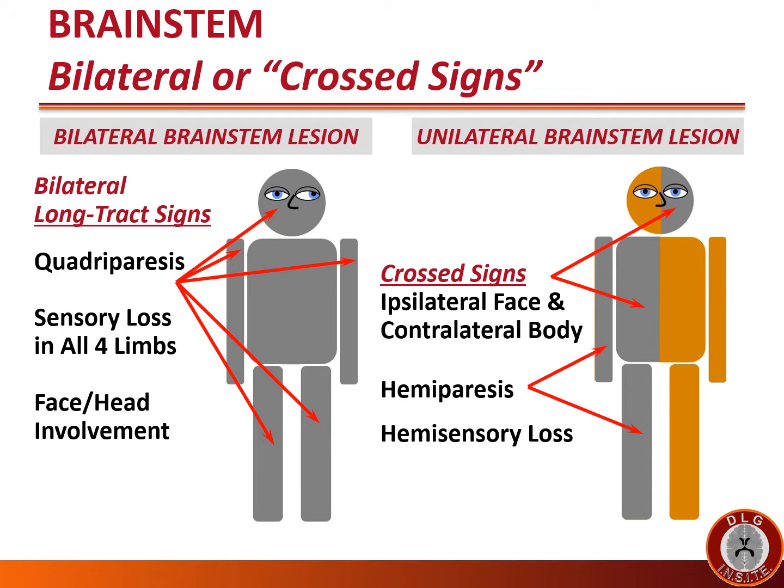A unilateral brainstem lesion, again, gives you involvement of the ipsilateral face and contralateral body. And you have a hemiparesis or hemisensory loss that only involves arm and leg and not face on one side, whereas the ipsilateral face has the deficit, either weakness or sensory loss.